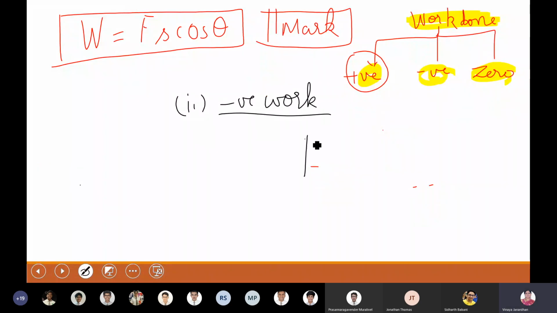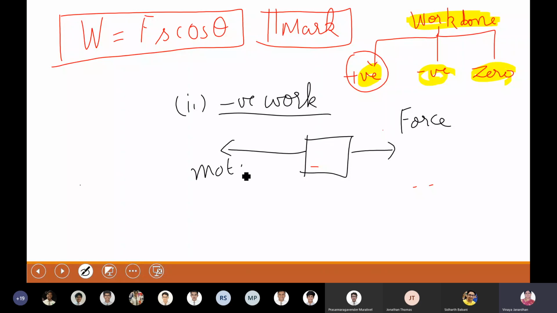All right. Suppose I'm applying a force along, say, positive x direction. Your body is moving along the opposite direction. This is S vector, this is your force vector. Like when you apply your brakes, naturally the body will slow down, or the recoil of a gun. The bullet is moving forward, the gun is recoiling backward.